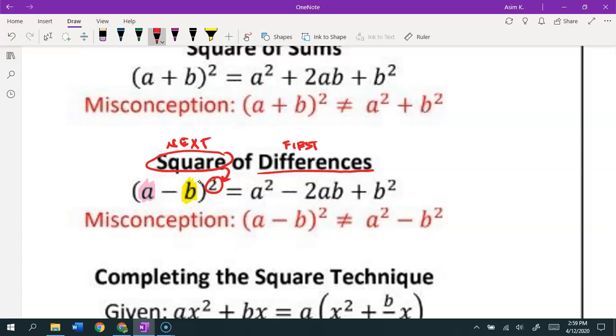Well, automatically, first off, let's talk about the misconception. I think I just discussed this misconception with you, so you understand that you're not going to do that anymore. You're not going to say that a minus b whole squared is a squared minus b squared, right? That's a common mistake students make.